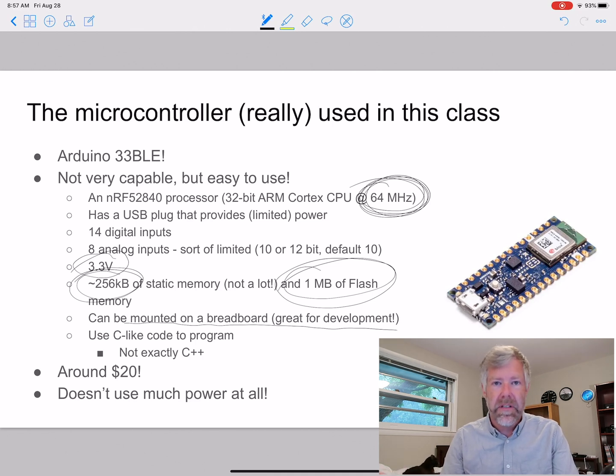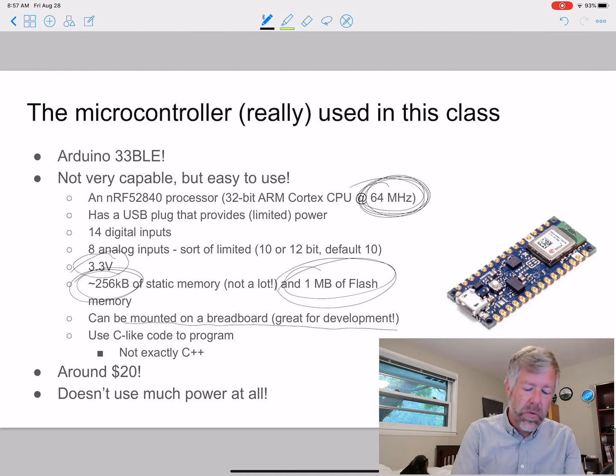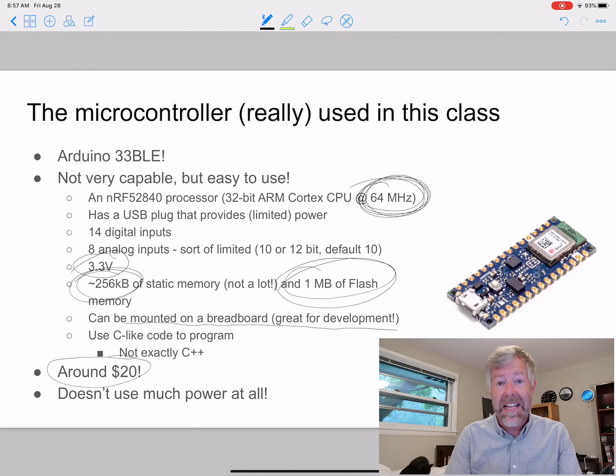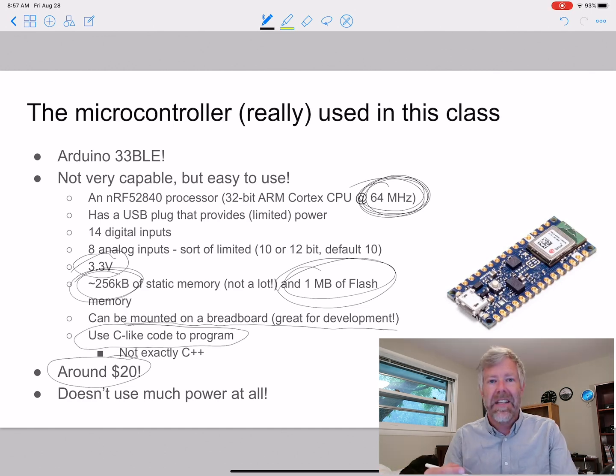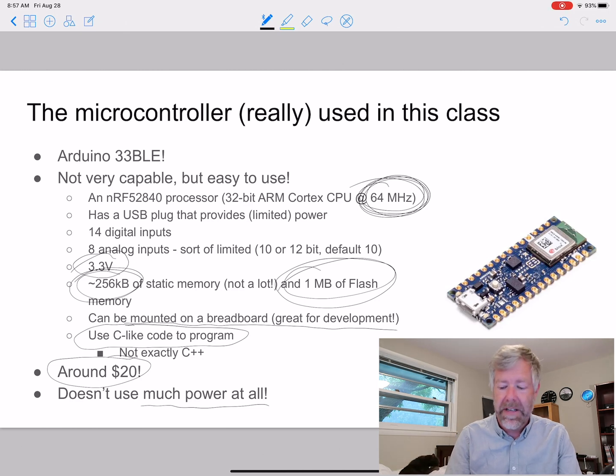We'll go into breadboards and stuff later. It's around 20 bucks, which is really fantastic. That's one of the main reasons why we got it, because it's really cheap and really easy to use. It uses C-like code, and so you're going to learn C in Engine 100 or 101, so it's consistent with what you're going to learn there somewhat. It doesn't use much power at all, and so you can actually run it off of a battery for many hours, which is really fantastic.